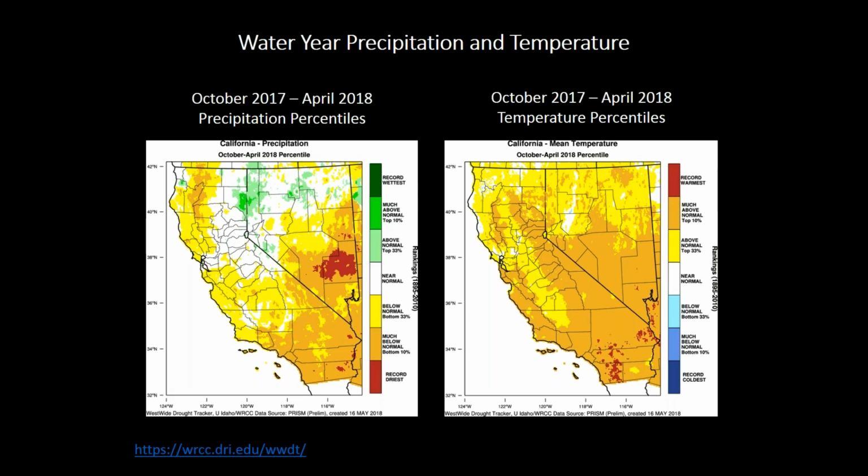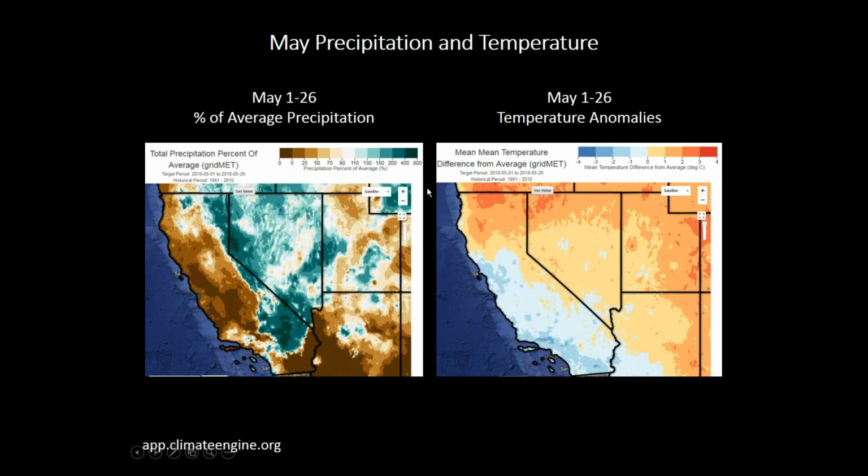The northern Sierra and the western Great Basin were actually above normal for October through April precipitation. If we shift over to the right to temperature percentiles, pretty much unanimously across the whole region, temperatures were above normal. And a lot of regions saw top 10%, and a few locations to the south saw record warmest. So the combination of record warm and very dry conditions led to that re-intensification of the drought in the south.